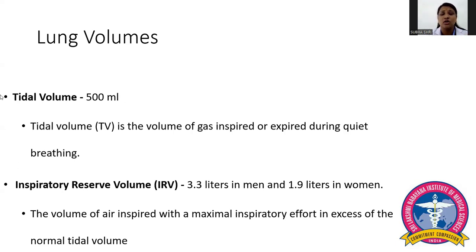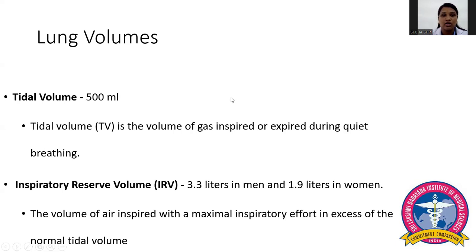The normal values of volumes and capacities will be a little higher in males because of their build and a little less in females. So the inspiratory reserve volume in males is 3.3 liters and in women it is 1.9 liters.